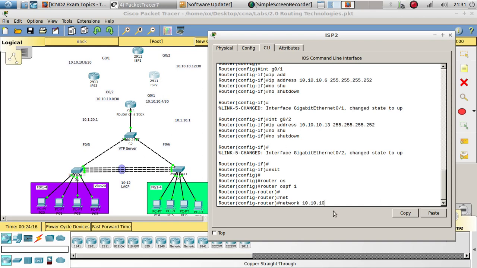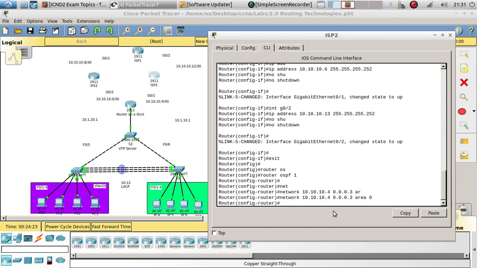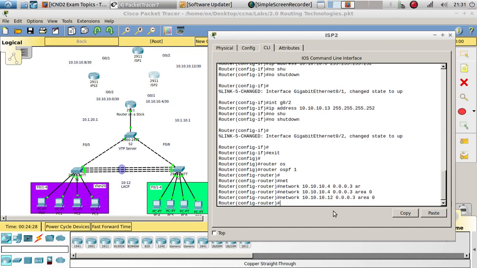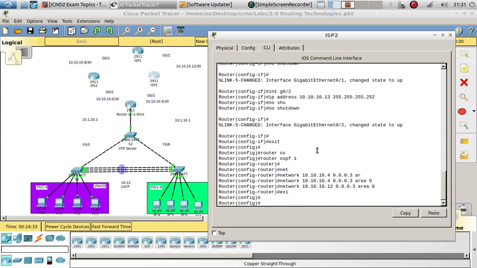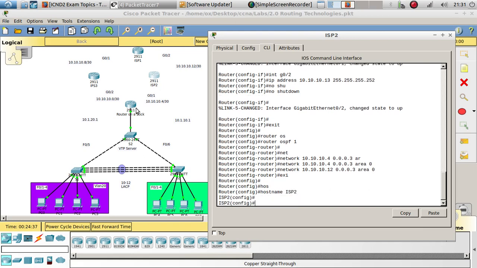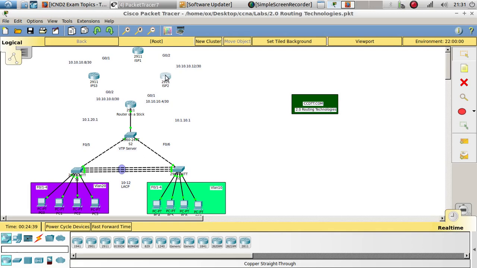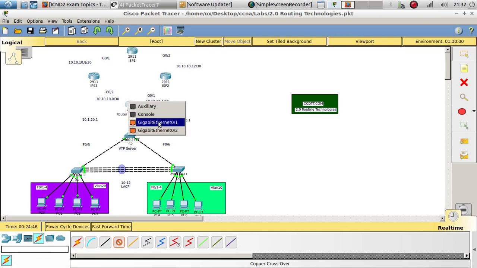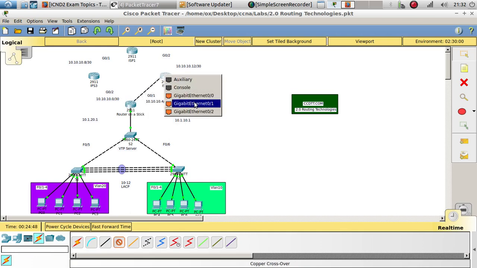So 10.10.10.4, subnet mask of 0.0.0.3, area of 0. The next one is 10.10.10.12, right? Area 0. So this is all good. Let's go ahead and exit. Give it a host name ISP2. All right. So now let's go ahead, and what we could do is cable these 2 bad boys in, and we should be able to form a neighbor relationship after that.